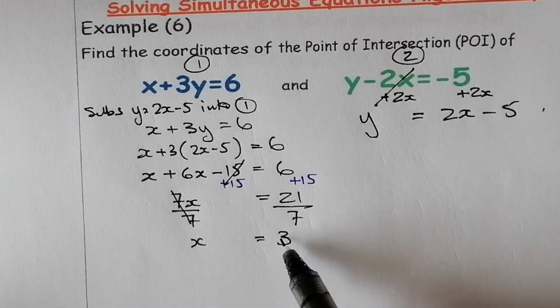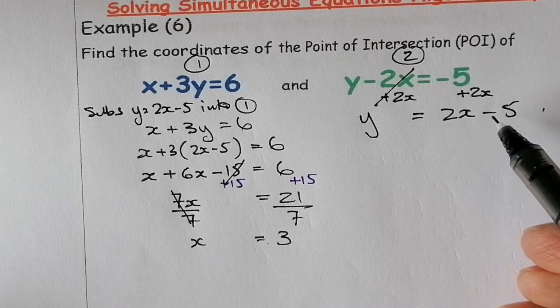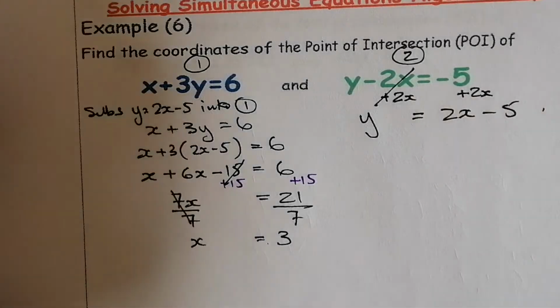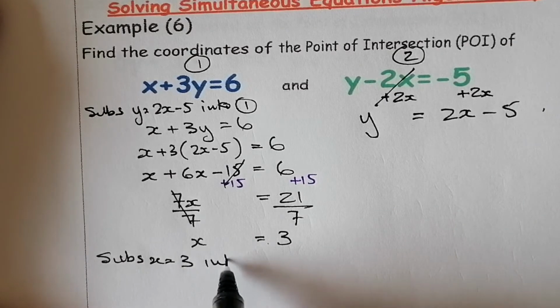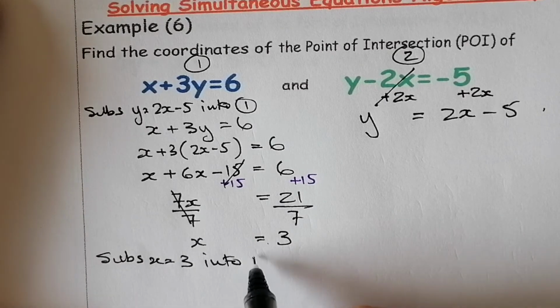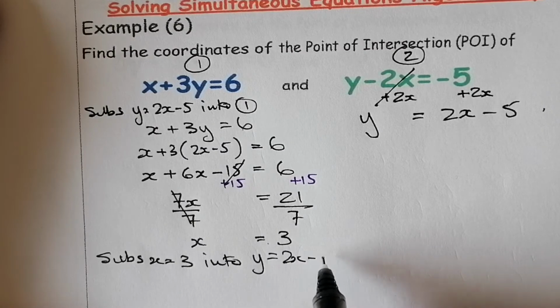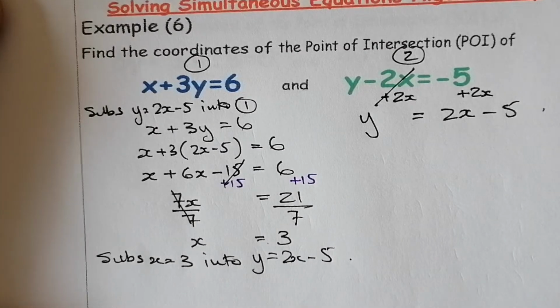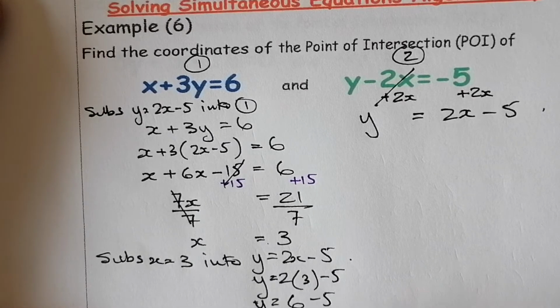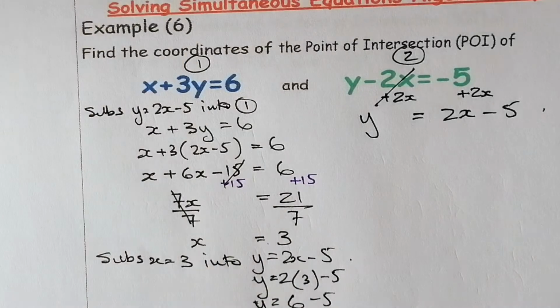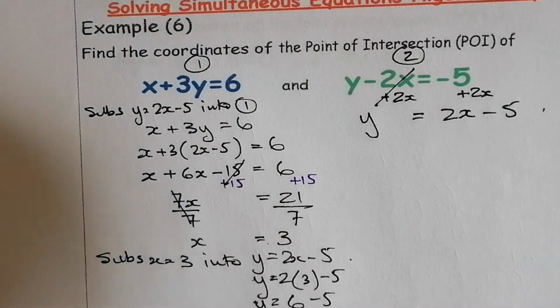What I'll then do is substitute my x value into equation number 2, and that will tell me what y is equal to. So I'll substitute x equals 3 into y is equal to 2x minus 5. Okay, that's my second equation that I've rearranged. So y is equal to 2 times 3, take away 5. So that's going to be 6, take away 5, so y is equal to 1. So let's check and see if that works out properly for us.